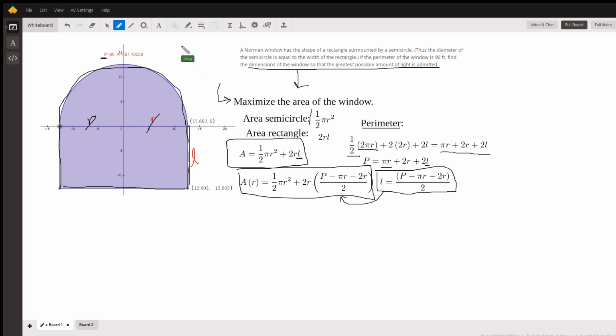So the answer to your question, since P is 90, is 90 over pi plus 4. If the perimeter was 70, it would be 70 over pi plus 4.